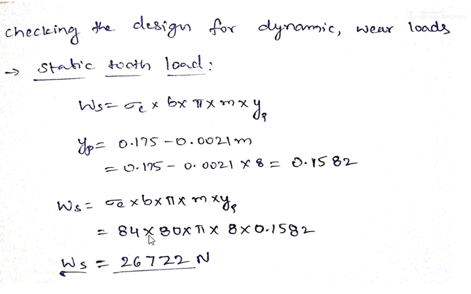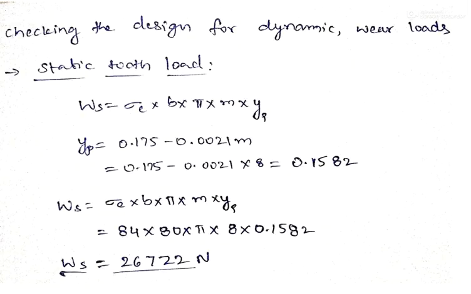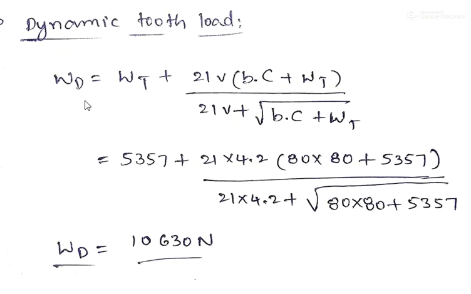Substitute here in this formula. Sigma E is the endurance strength, 84 megapascal or 84 Newton per mm square, given. B is the face width, we got 80 mm in the previous step. Y is the constant, module is 8 mm, and YP we got as 0.1582. When you simplify this you get the static tooth load as 26,722 newtons. Now we have to calculate the dynamic tooth load. The dynamic tooth load is given by WT plus 21V into B into C plus WT by 21V plus under root of BC plus WT.